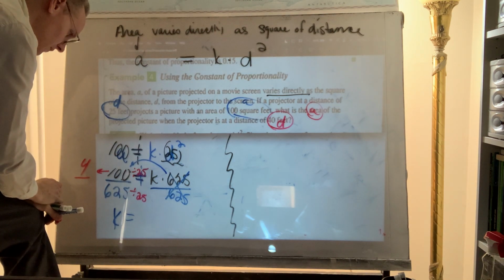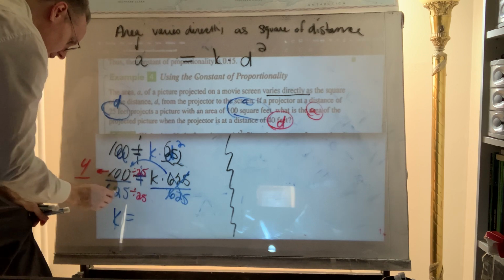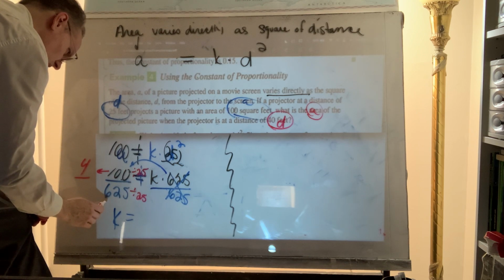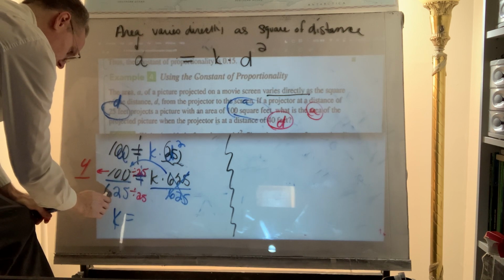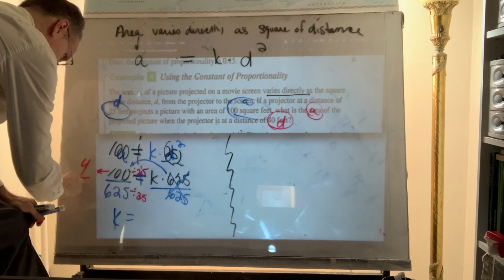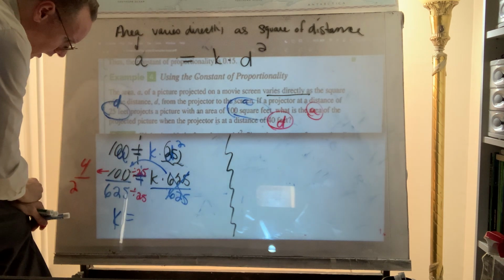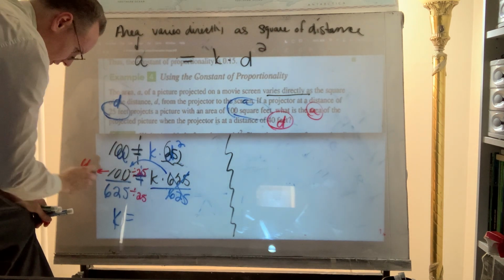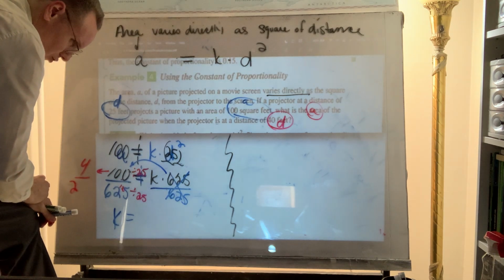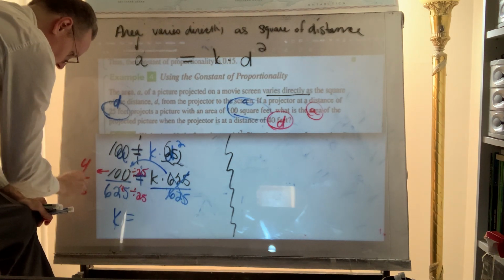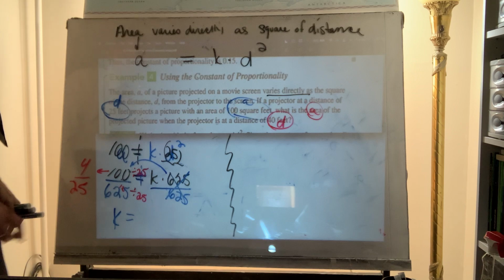625. Let's see. Well, there would be, all right, 25 goes into 60 twice, all right, which would be 12 left over from 50. And then 25 goes into $1.25 exactly 5 times. So it'd be 4 over 25. Right?